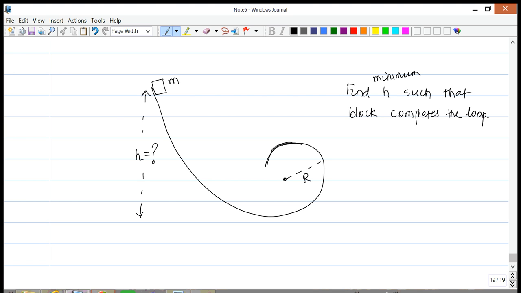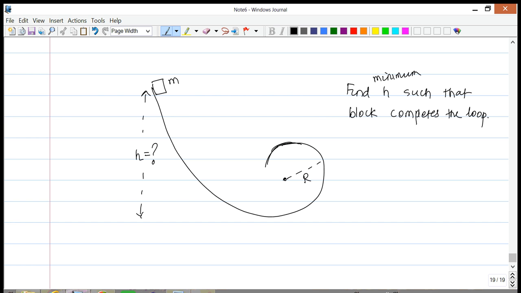Okay, so let us apply all the concepts that we have into some problems that you'll come across. The first one is, you've been given a track, and there is a loop part to the track with some radius r, and we want to ask from what minimum height should we release this mass such that it will complete this loop.